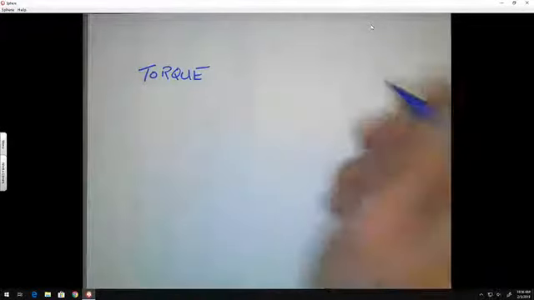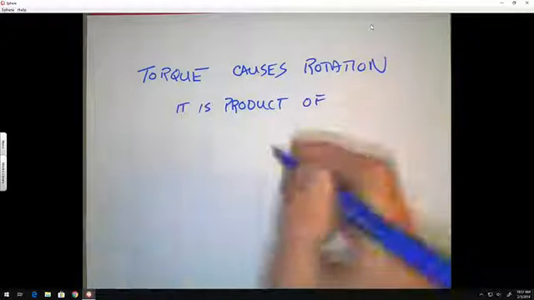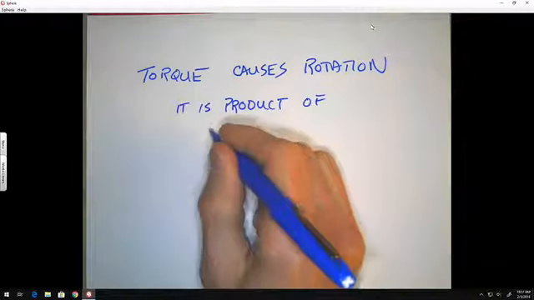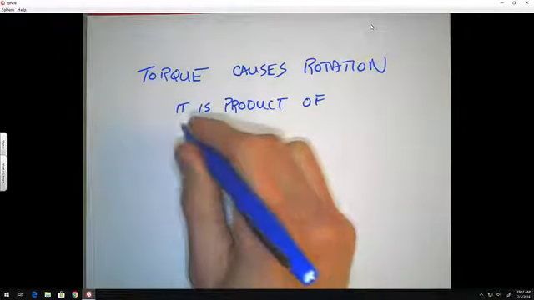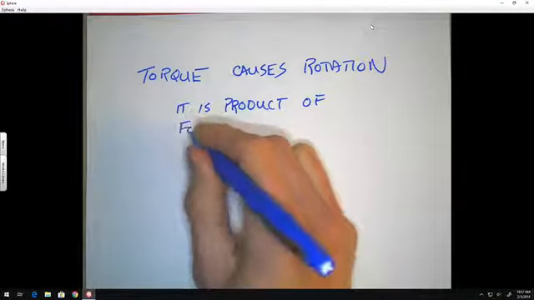So torque causes rotation, and we're going to say that it is the product of two things. It's the product of force and what we call lever arm, which is a distance.